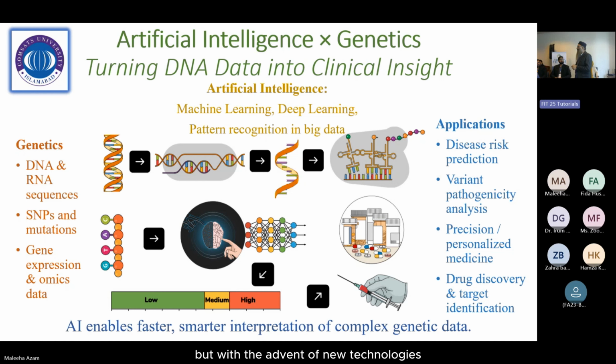But with the advent of new technologies, which help in gathering the sequence data in a very fast track, the 20 years period was reduced to only a few hours. And nowadays, we can get the genomic data, even whole genome sequence, at a very low cost. A few years ago it was very expensive, but nowadays we can sequence a whole genome for $400 to $600.